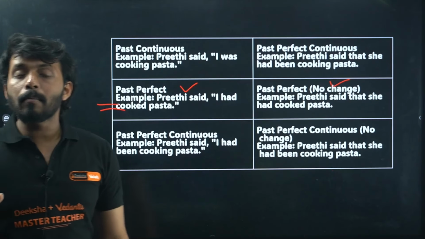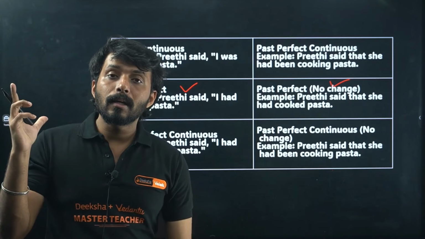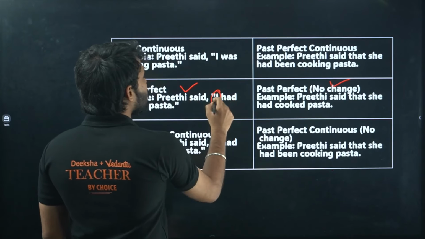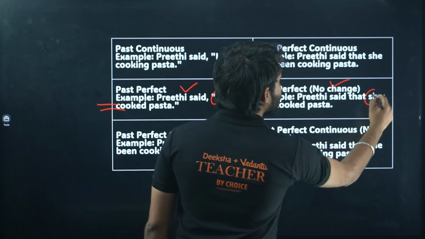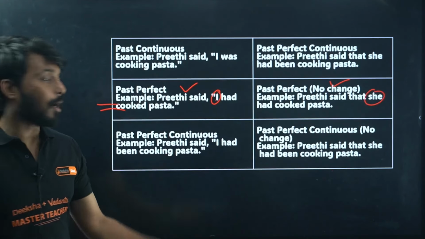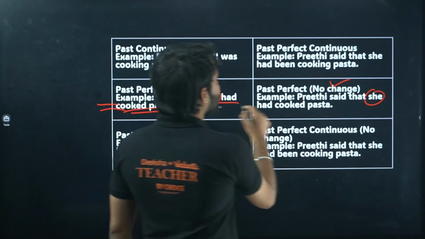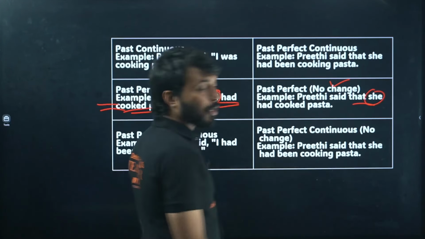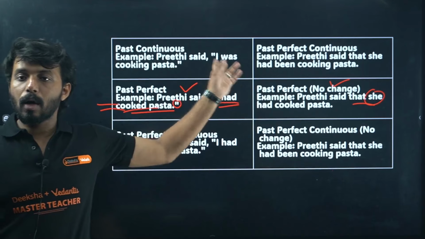But keep in mind the change of the pronouns. Preeti said, "I had cooked pasta." So I here becomes she. Preeti said that she had cooked pasta. Everything else remains the same. Keep also in mind the double inverted commas will not be there. Okay, it will always get converted. Double inverted commas will not be there.